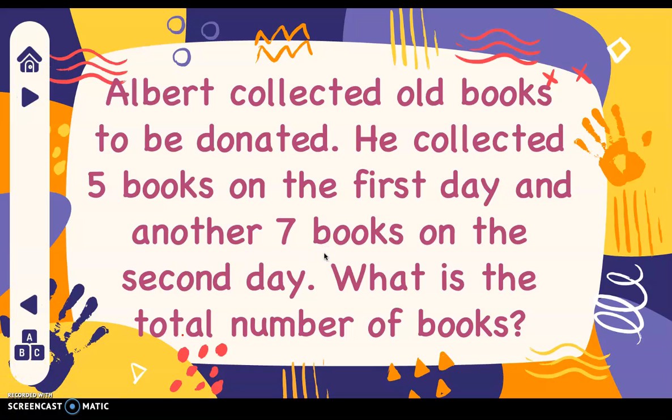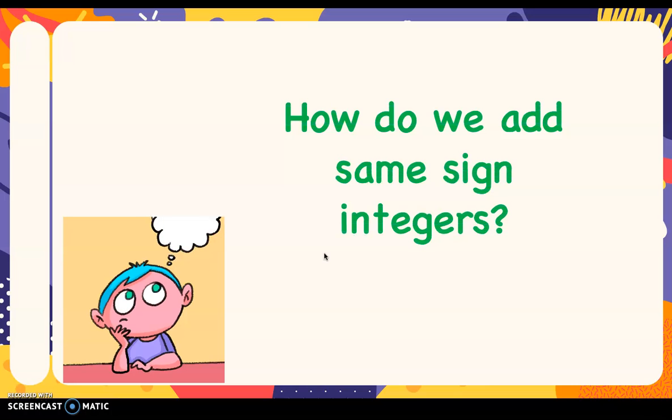If we represent these words in integers, we can say that when he collected 5 books, that is positive 5, and on the second day, we have another collection which is 7 books. Now, how do we add same sign integers? So we have positive 5 plus positive 7.